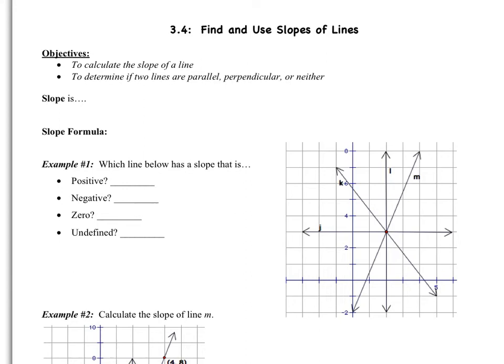Welcome to section 4 of chapter 3, which is find and use slopes of lines. So we have two objectives. First, we're going to calculate the slope of a line, and then we are going to use slope to determine if two lines are parallel, perpendicular, or neither.